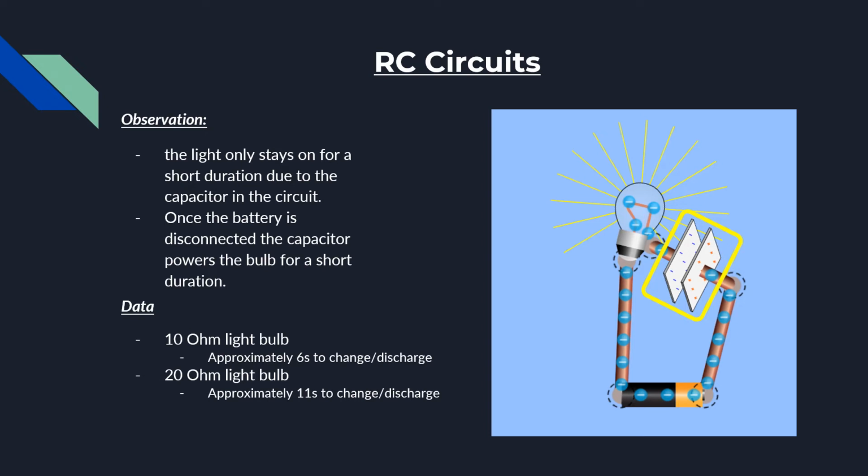The time it takes to charge and discharge the capacitor for a light bulb with a difference in ohms is shown by a 5 second difference in time when raising the light bulb by 10 ohms. Basically, the higher the ohms for the bulb, the longer it takes to charge and discharge.